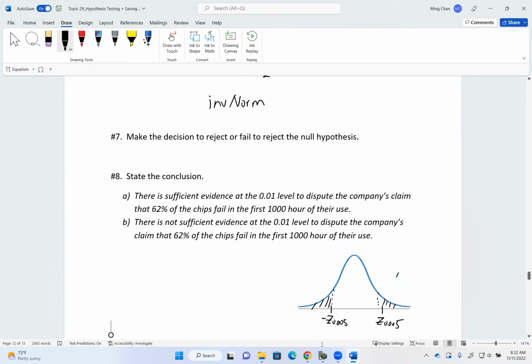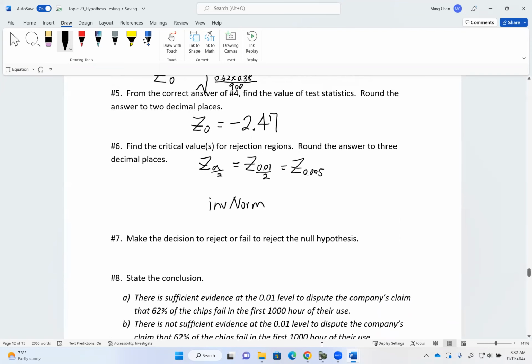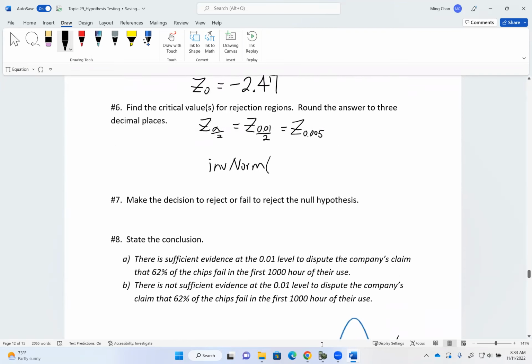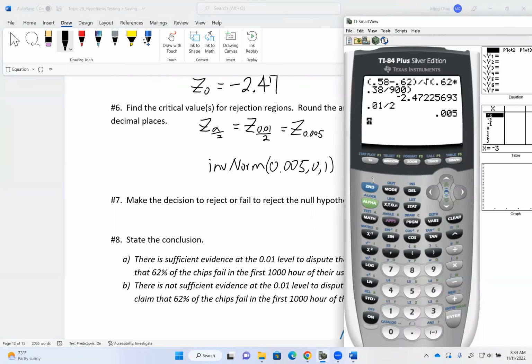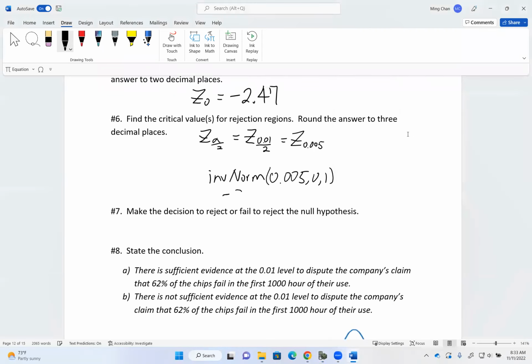So the area to the left here is 0.005. When I put my inverse norm here, it's going to give me a negative critical value, which is referring to the one on the left. So 0.005, comma 0, comma 1. So that's negative 2.576, to 3 decimal places. So the other critical value is positive 2.576.